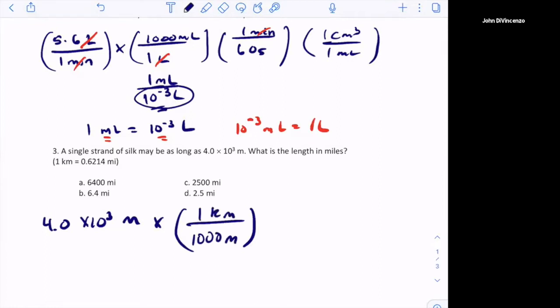Once again, you could have done 10 to the minus 3 meters in a kilometer, something like that. But most students over the years I've talked to tend to like to do it this way better. I think our brains just work better than working with negative exponents. So that's good because that gets rid of meters, gets us to kilometers, and then we got the second conversion factor. We want miles in the numerator.